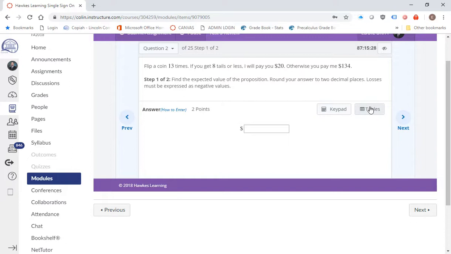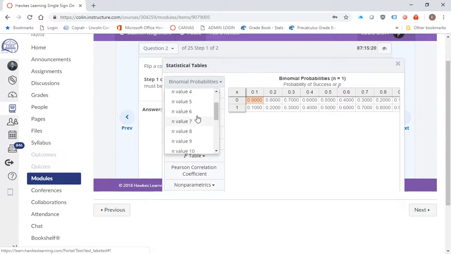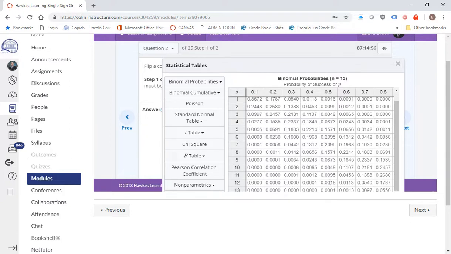So if I come over here to tables, and I go to the binomial probabilities, it said that I was going to flip the coin 13 times, so n is 13. And we know the probability of getting a tail is 0.5. So this column represents the probability of getting 13 tails. If you scroll to the bottom, 13, 12, 11, 10, so on and so forth. And I believe that our problem said 8 or less.